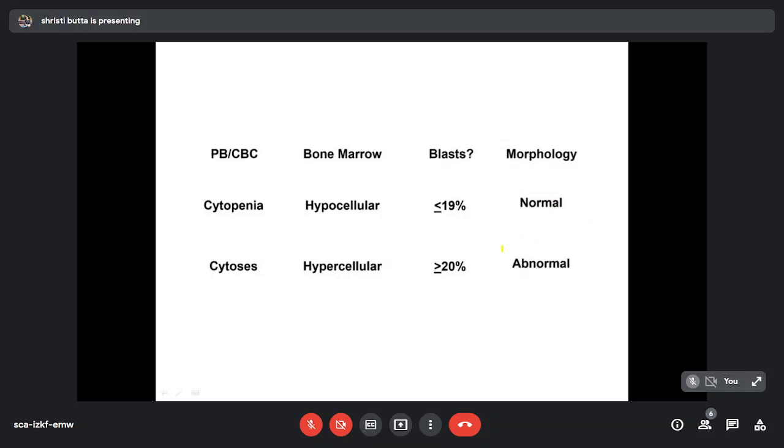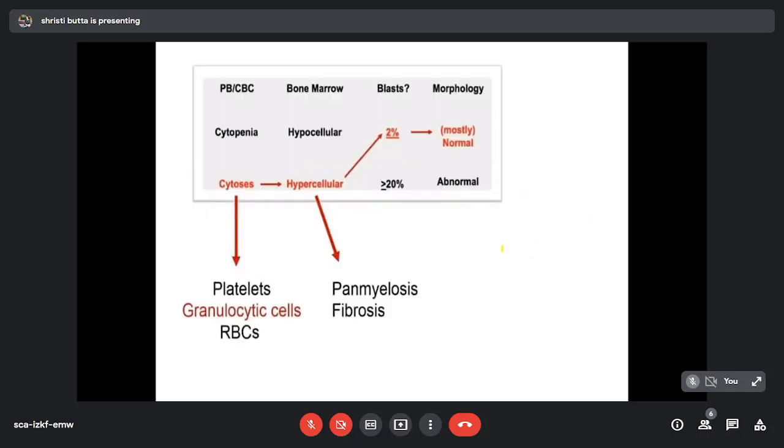So let's look at the first case scenario where the patient has peripheral blood showing cytosis. Yes, it's leukocytosis. There's a proliferation of the granulocytic cells. There's a hypercellular marrow, right? There's panmyelosis, and myelofibrosis may be associated. Blasts are usually about 2%, and the morphology of the cells is normal.